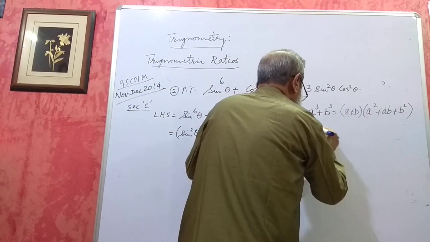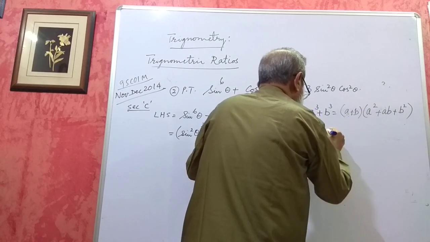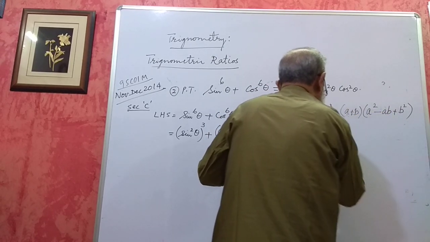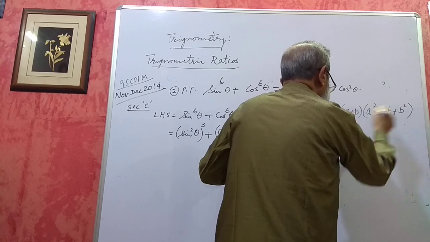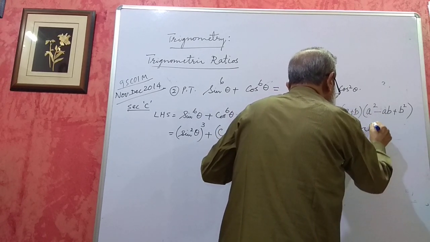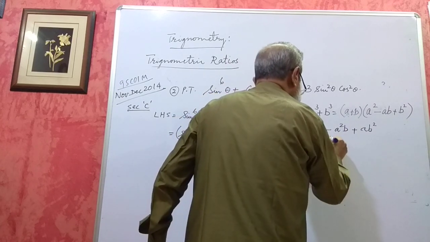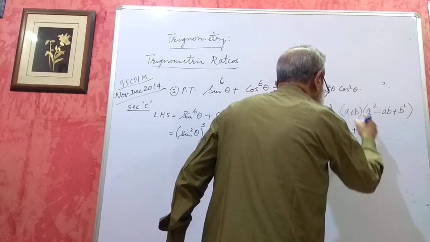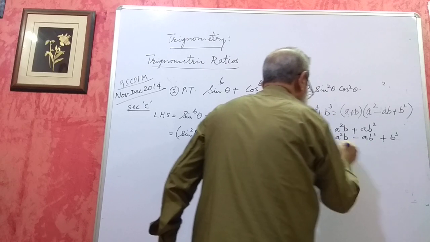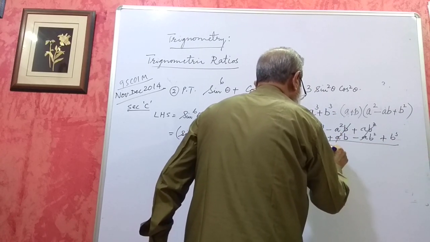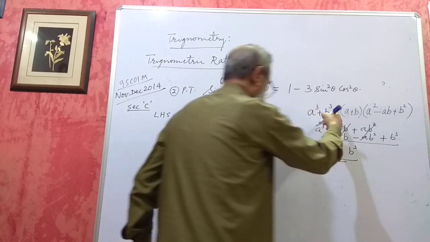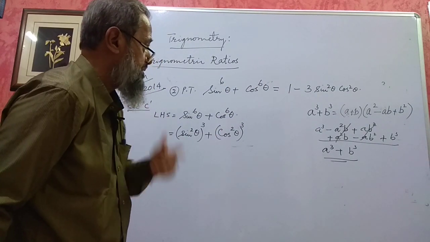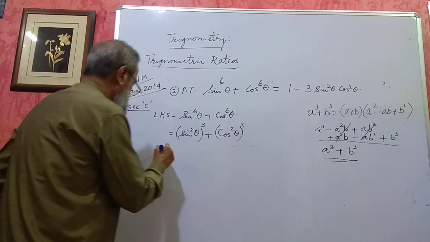See, a into a square will be a cube. A into ab will be a square b. I think this is minus, this is minus a square b. A into plus ab square. Next, a square b plus a square b. Then minus ab square plus b cube. See, these get cancelled. So you are left with a cube plus b cube. So the factors of a cube plus b cube are a plus b into a square minus ab plus b square. So that must be used here.